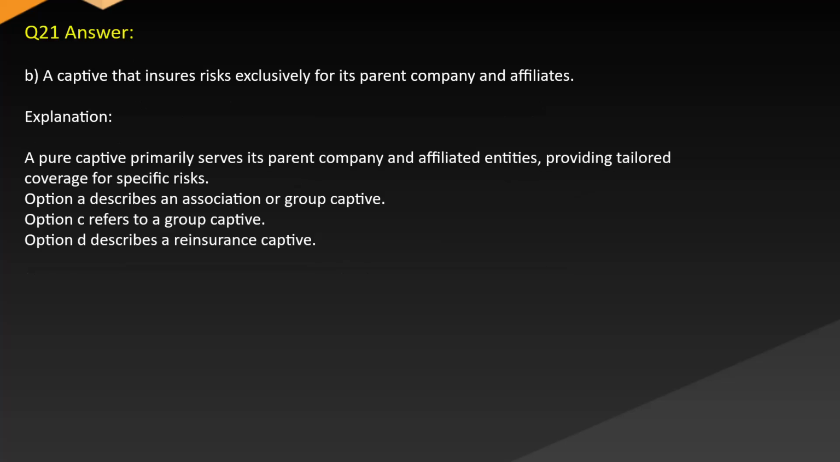Answer: B. A captive that insures risks exclusively for its parent company and affiliates. Explanation: A pure captive primarily serves its parent company and affiliated entities, providing tailored coverage for specific risks. Option A describes an association or group captive. Option C refers to a group captive. Option D describes a reinsurance captive.